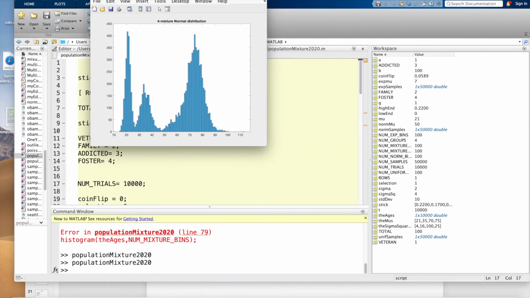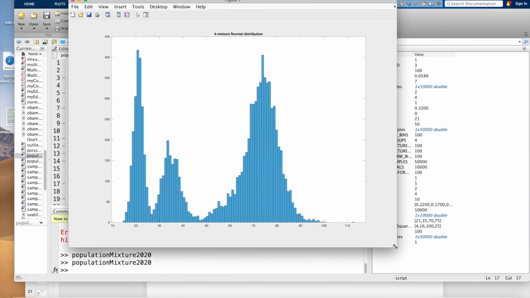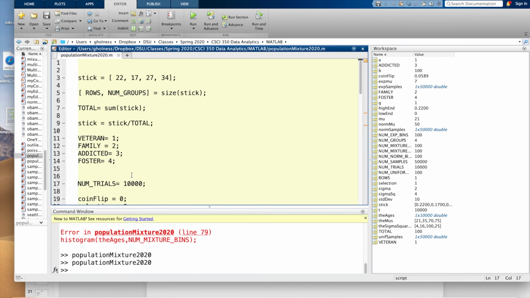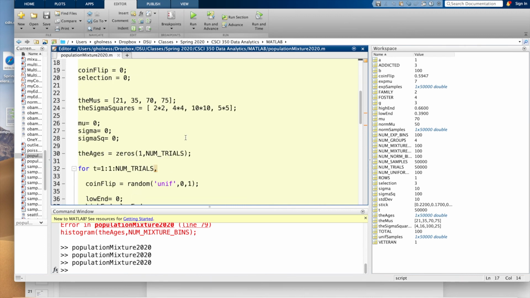Oh, wait a minute. This kind of looks like a mixture, but it looks like three and not the four that we wanted. Well, let's see if we can go even higher on the number of samples, and it could be that two of these normals are so close together they just kind of get mushed together as far as the samples are concerned. So let's try number of trials is 50,000. All right, and let's save that and let's run. So now it looks a lot smoother, but that means two of these are too close together to really make a difference. So let's just try this.